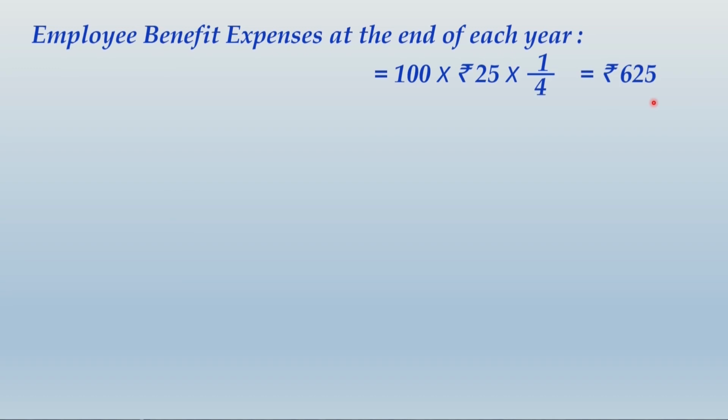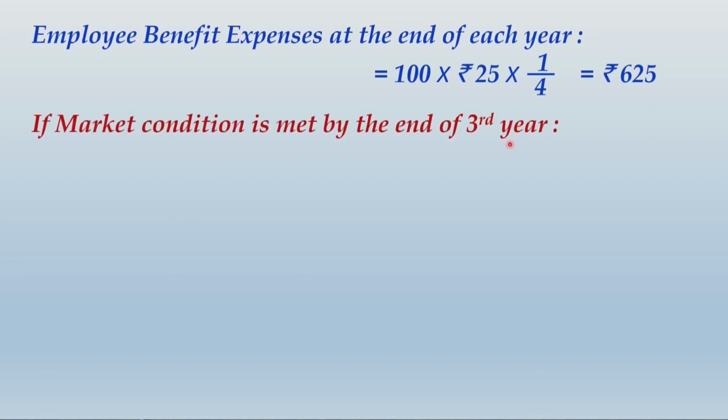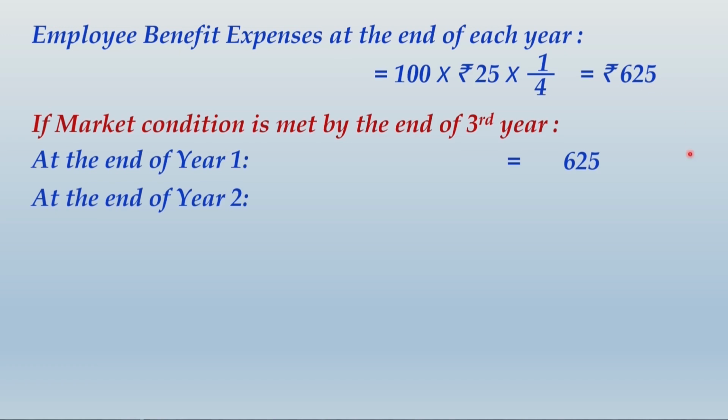So now we have to answer 2 different scenarios. What if the market condition is met by end of 3rd year? In such case, at end of 1st year you will simply recognize 625 what you have considered earlier. End of 2nd year again you will recognize 625, still hoping that in 4 years time you would achieve the target. However, by end of 3rd year itself you have achieved the target. So what you will do, all the remaining amount of provision will be recognized in the 3rd year itself.